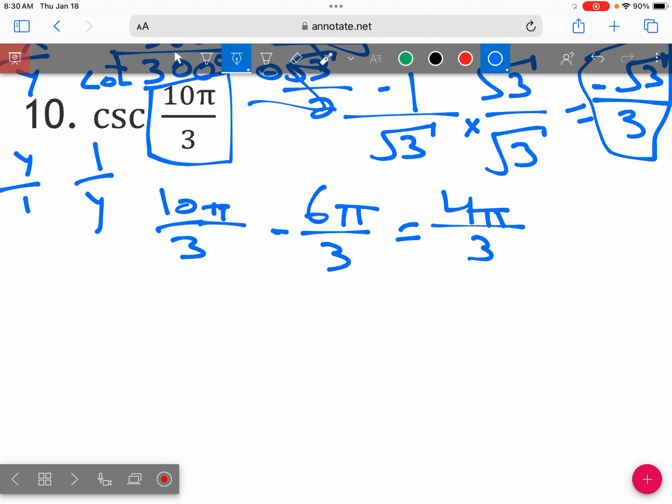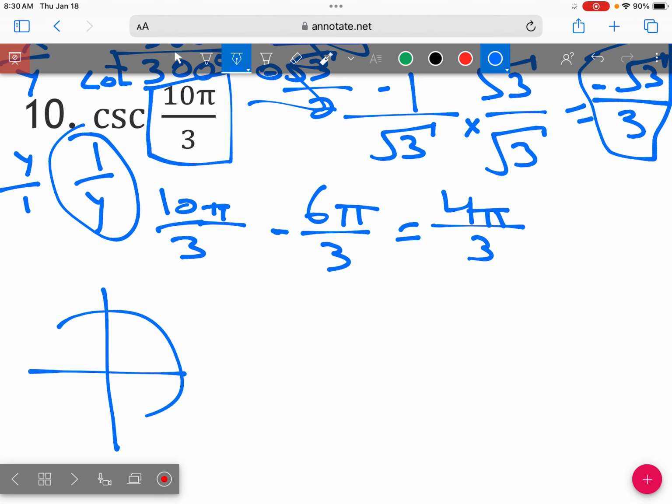The y, right? And that's why it's good. I always write it out, just so I remember I can look back. I only have to think about it once. So if we look at our unit circle, 4 pi over 3, that's 1 pi over 3, that's 2 pi over 3. Right there's 3 pi over 3. All the way down here is going to be 4 pi over 3.